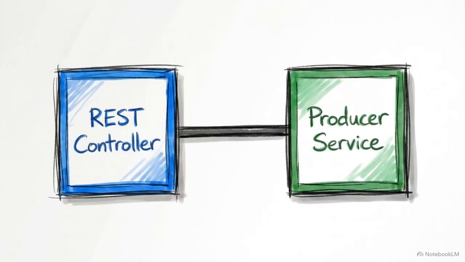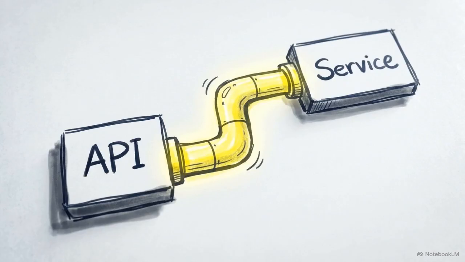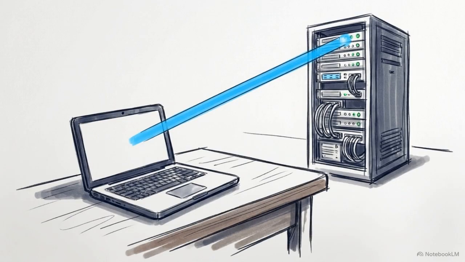With the template ready, we link our controller to the producer. We inject the producer service into the REST controller, passing the user's string directly into the internal send method. The combination of the controller and the service establishes a secure, direct pipeline. We now have a clear path for external user input to enter our internal event stream.